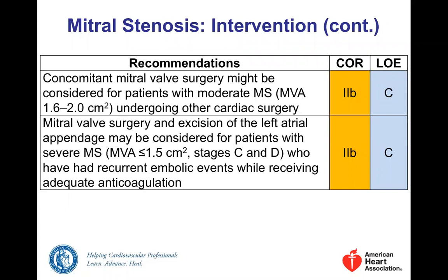Concomitant mitral valve surgery might be considered for patients with moderate mitral stenosis, mitral valve area 1.6 to 2, undergoing other cardiac surgery. This would be class 2B. Mitral valve surgery and excision of the left atrial appendage may be considered for patients with severe MS, mitral valve area less than 1.5 and stage C and D, who had a recurrent embolic event while receiving adequate anticoagulation. This is class 2B.